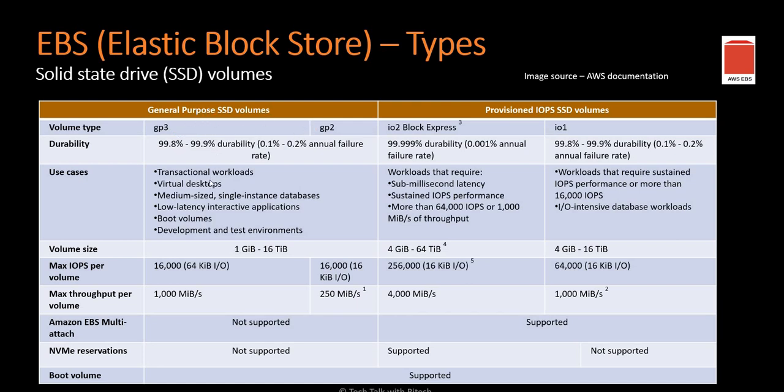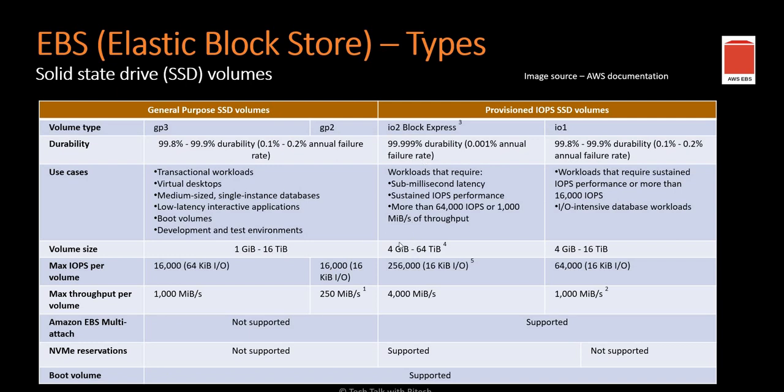For GP3 and GP2, which is general purpose SSD, like I said, the use cases are transactional workloads, virtual desktops, medium sized single instance databases, low latency interactive applications, boot volumes, and development and test environments. Provisioned IOPS we should consider for workloads that require sub-millisecond latency, because this is the better option. So sub-millisecond latency, sustained IOPS performance, more than 64,000 IOPS or 1,000 MB/s throughput. IO1, the previous version of provisioned IOPS SSD volume, is for workloads that require sustained IOPS. Basically the same concept, it's just that one is new technology and one is old.